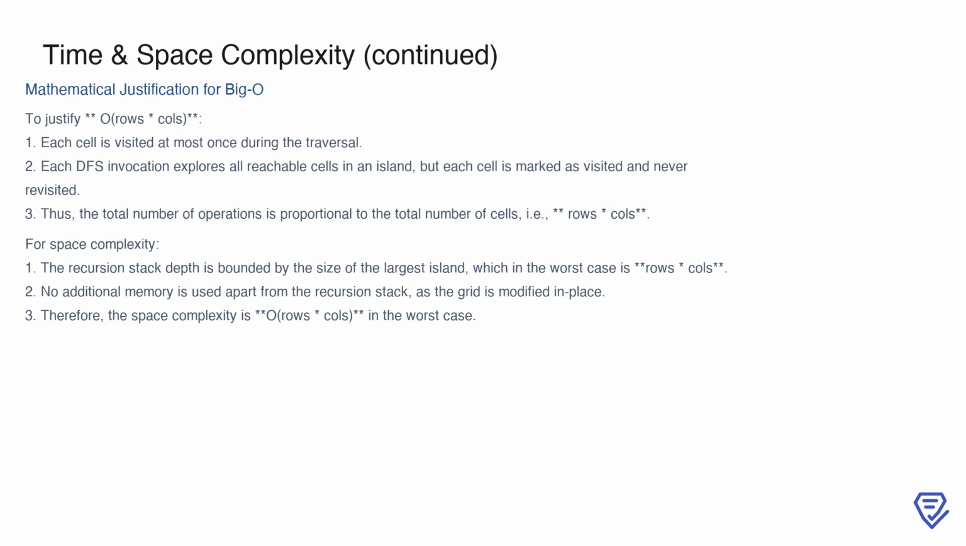As a result, the total number of operations is directly proportional to the total number of cells, which is rows multiplied by cols. For space complexity, the depth of the recursion stack determines the additional memory usage. This depth is bounded by the size of the largest island, which in the worst case is O(rows * cols) calls. Since the grid is modified in place, no extra storage is required beyond the recursion stack. Therefore, the space complexity is also O(rows * cols) calls in the worst case scenario.